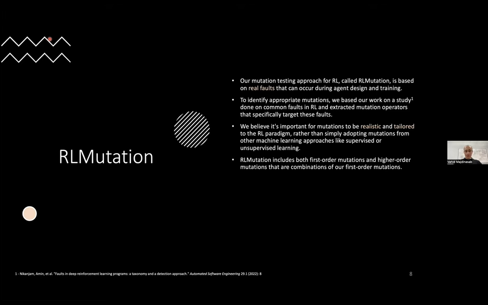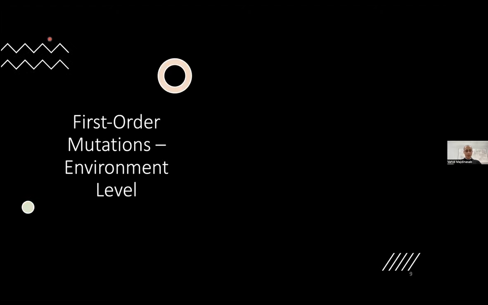Our framework includes both first-order mutations and higher-order mutations, which are mutations that are comprised of first-order mutations. So in general, in our framework, we target three different components in the reinforcement learning paradigm: the environment, the agent, and the policy that the agent learns. So let's talk about our mutations for the environment level.